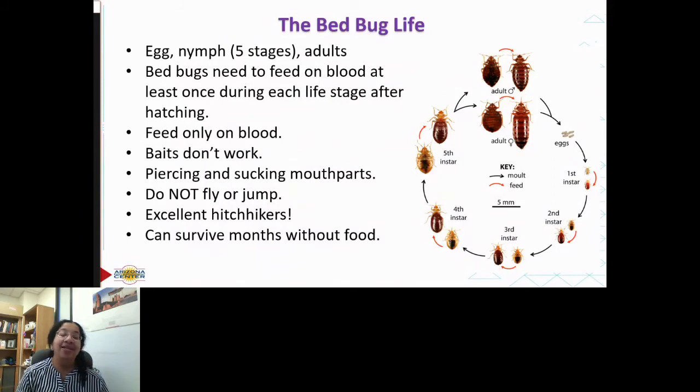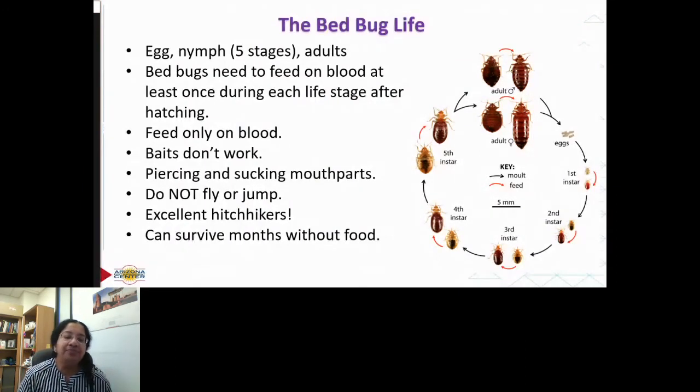However, they can survive for months without feeding. So they can shut down their metabolism and survive for months. And that depends on many other factors, not just availability of food. Temperature and humidity are huge factors, and the stage of the insect. Young ones, nymphs, may not survive for months, but adults who are well fed may survive.